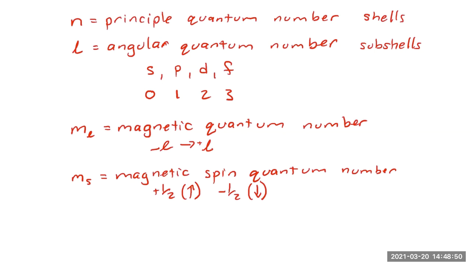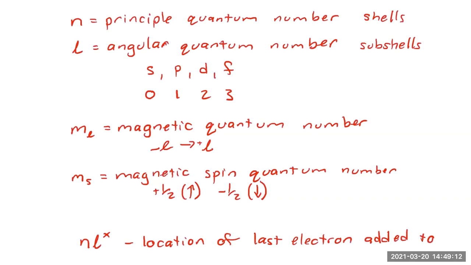And then finally, we have our n, l, x notation. And that lets us know the location of the last electron added. So it's the last electron that's added to our element. So let's start with an easy example first.